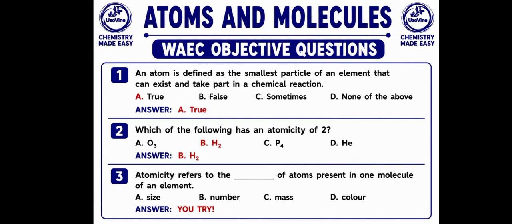Now you try this. Atomicity refers to the dash of atoms present in one molecule of an element. I believe you know the answer. Please write your answer in the comment section.